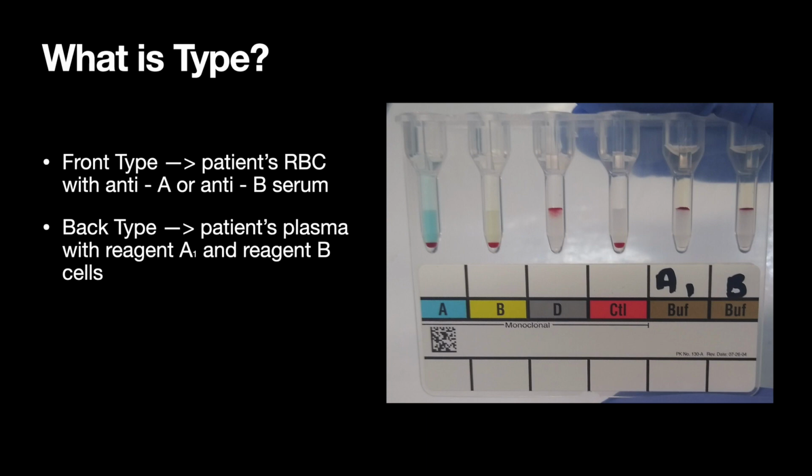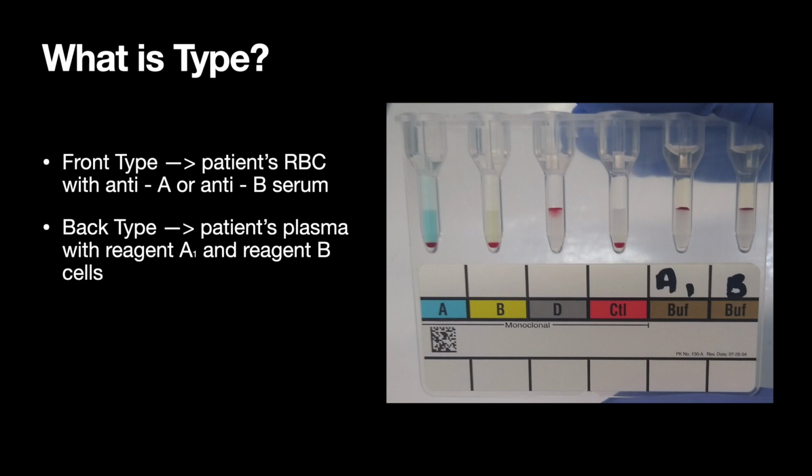And then the last two on the right is known as a back type. This is kind of like a control just to verify this patient is O pos. For a patient who's O, they will have preformed antibodies against A and B. So the back type uses the patient's plasma instead of the red blood cells, mixed with known reagent A and reagent B cells. If the patient is O, then they should have anti-A and anti-B.